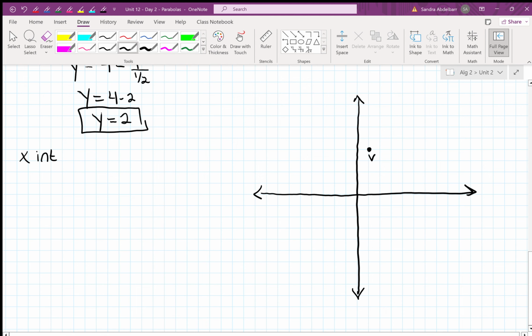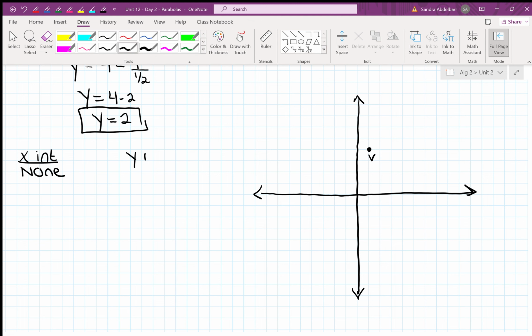So, looking at our vertex point, the fact that it's all the way up here, is there going to be an x-intercept? How do I know there's not going to be an x-intercept? Aditya. Good. The parabola's opening is up, right? So since the opening is up, there's no way we're going to hit that x-axis. So we know right away the x-intercept is none.